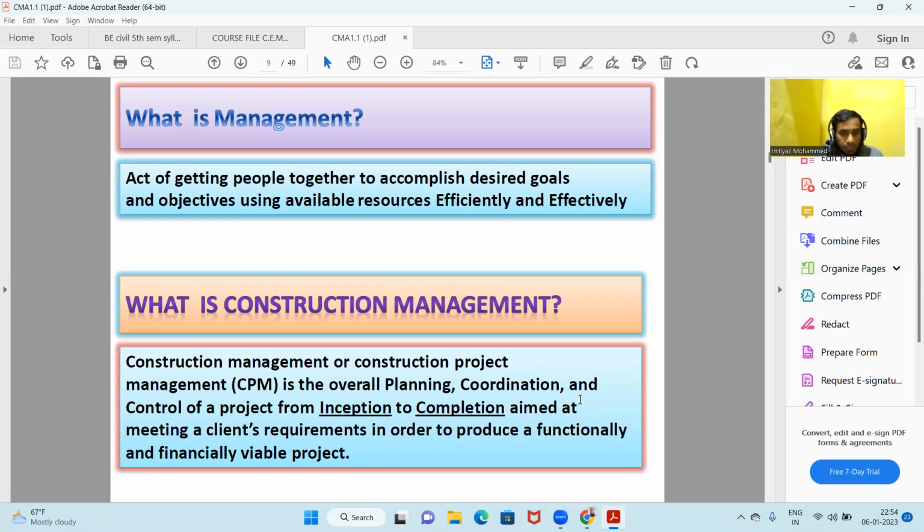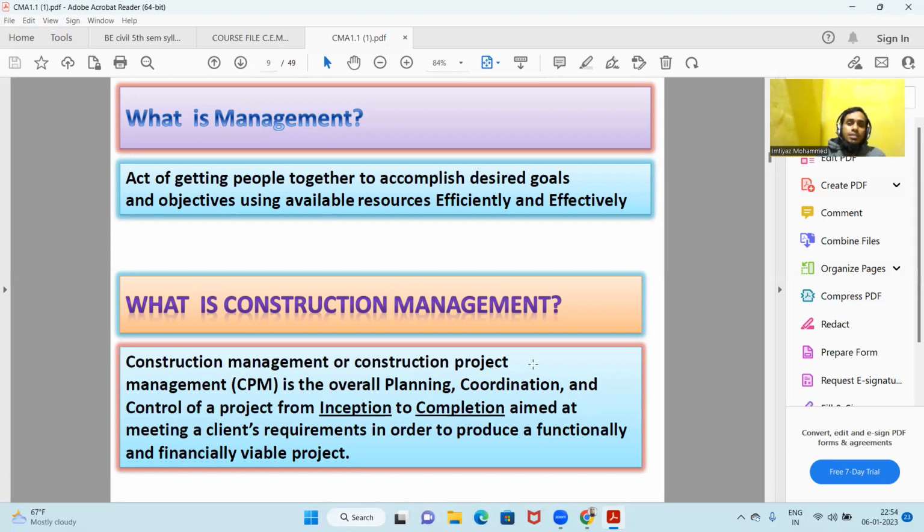Now these resources need to be used efficiently and effectively without any kind of wastage. This is something which is known as management, that is, the act of getting people together. Now let us look at what construction management actually means.